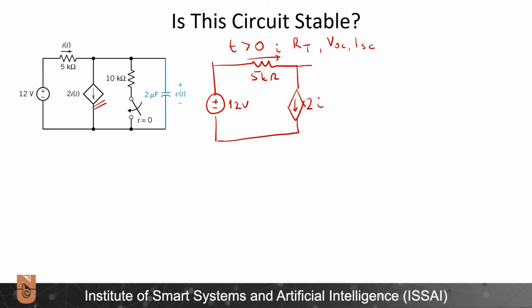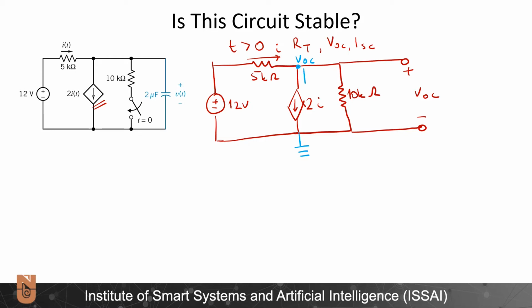When t is greater than 0, this part of the circuit will be functional, so I have a 10 kilo ohm resistor. For finding the V open circuit, I will leave these ports open, and here I will have V open circuit. If I were to do node voltage analysis for this circuit, I would define this as a reference node, and I would define this node voltage as V open circuit. Now let us write Kirchhoff's current law for this V open circuit node. 2I is getting out, another current is getting out this way, and this I by definition is entering.